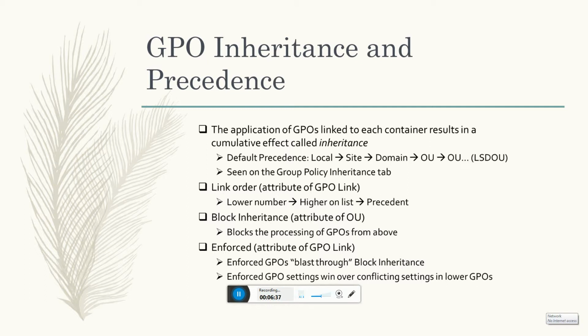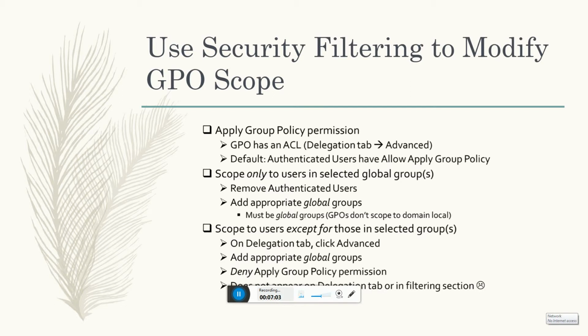Block inheritance attribute blocks group policies, for example blocking unwanted sites such as social networks. It blocks the processing of GPOs from above. The Enforce attribute on GPO links forces group policies through blocked inheritance and overrides conflicting lower settings in complicated setups. Security filtering modifies GPO scope. Applying group policy requires permissions in the ACL in Active Directory. By default, Authenticated Users are allowed to apply group policy. To limit the scope to only selected users or global groups, remove Authenticated Users and their permissions.